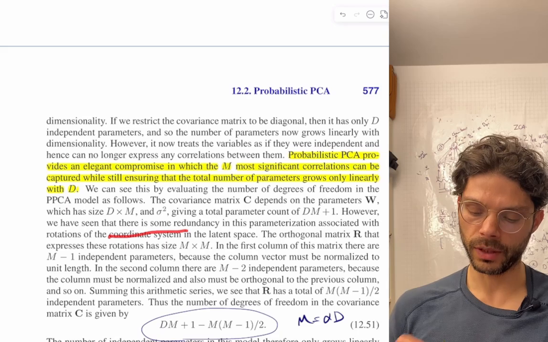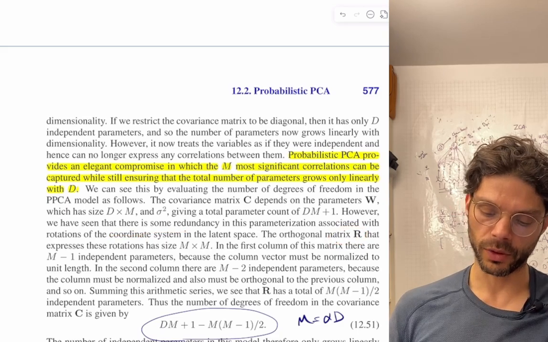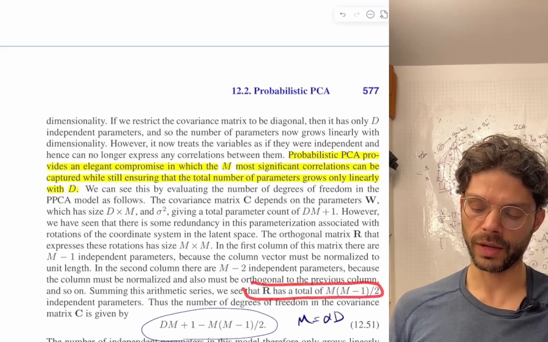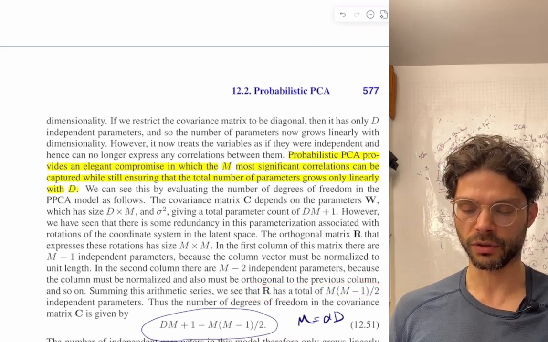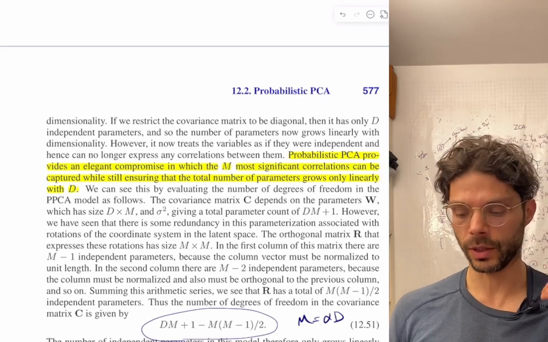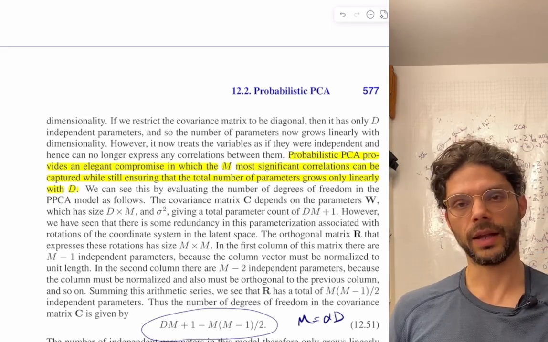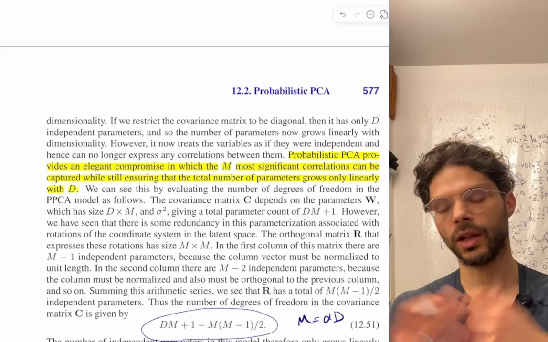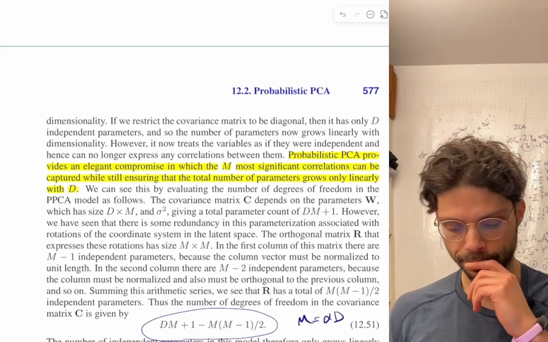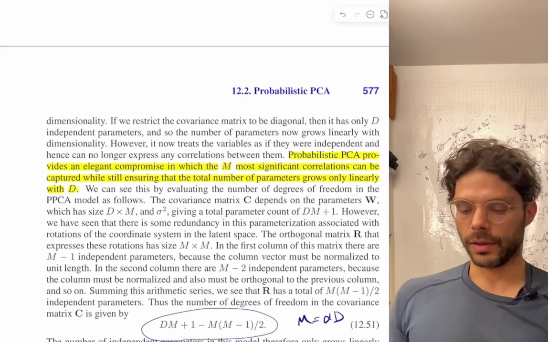However, we have seen there's some redundancy in this parameterization from this orthogonal matrix R, and this R itself has a total of m(m minus 1)/2 independent parameters. Think of it as a rotation matrix. Basically, in terms of counting the number of parameters, let's just go through it.